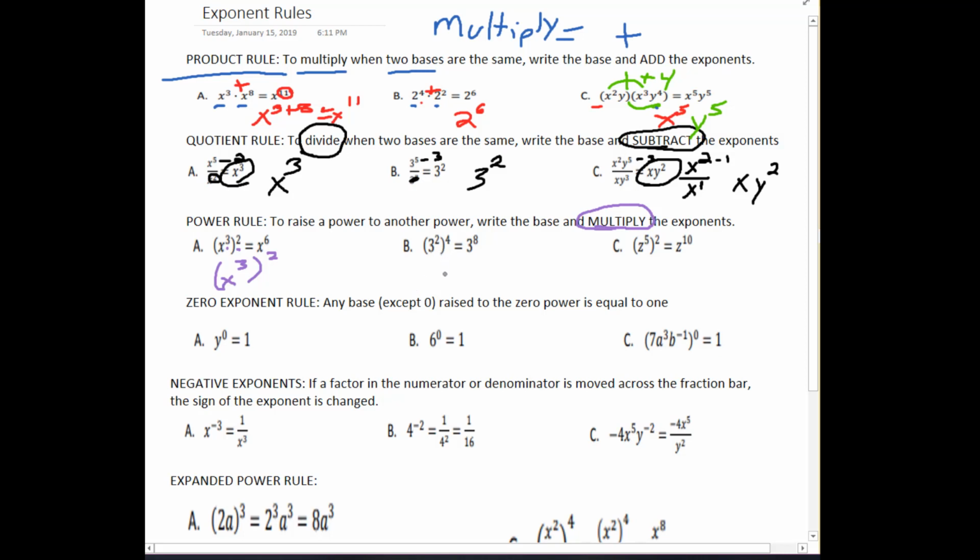Let's keep going. So this one, again, we multiply. I have the power of 2 and 4. I keep the base, again, 3, and then 2 times 4 is 8. Just the 2 and the 4.